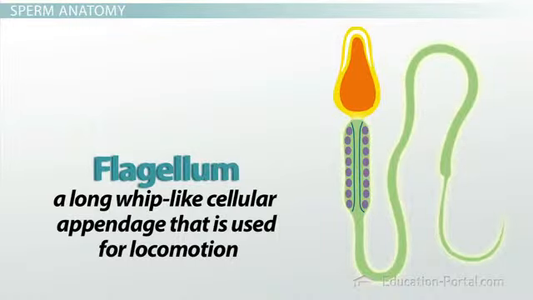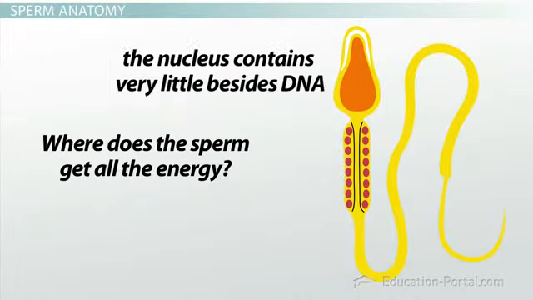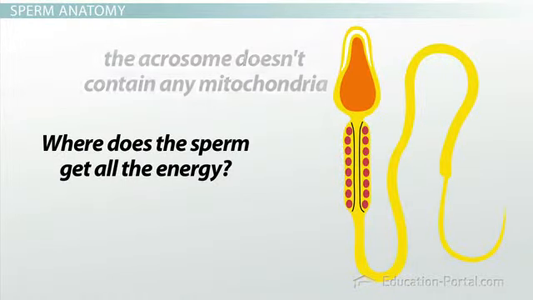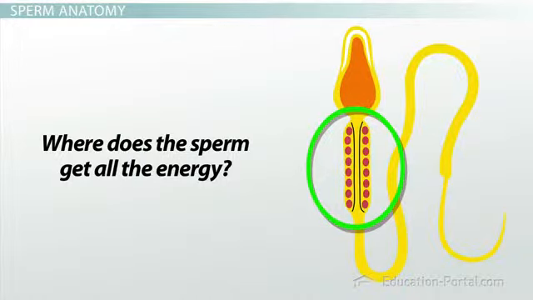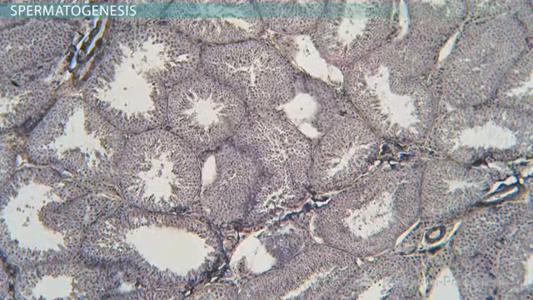A sperm cell uses its flagellum in a whip-like fashion, lashing it back and forth to propel the sperm forward. Now you may be wondering where the sperm cell gets the energy to whip a long flagellum back and forth so vigorously. After all, the nucleus contains very little besides DNA, and the acrosome doesn't contain any mitochondria to provide energy. That just leaves the flagellum itself. Sure enough, a portion of the flagellum right here is surrounded by mitochondria that provide the ATP that powers the whipping motion.